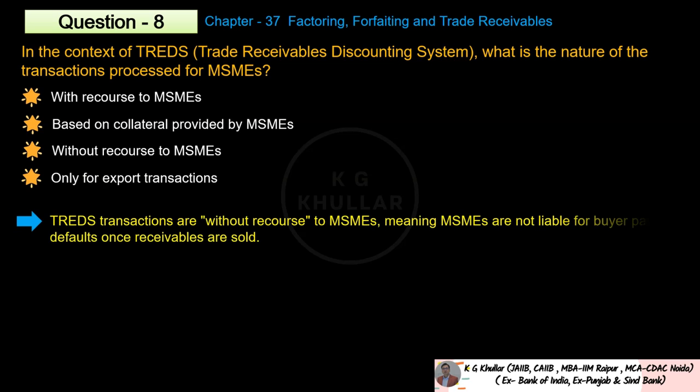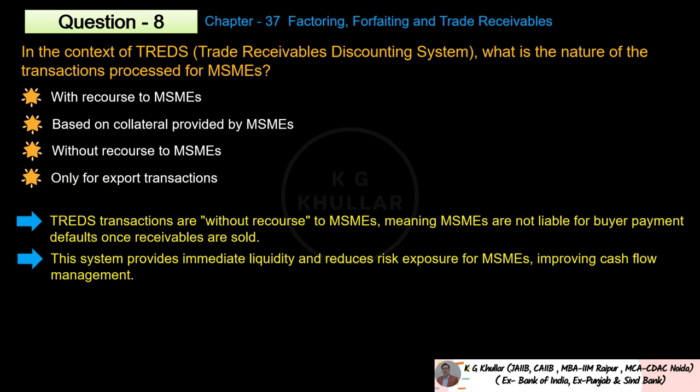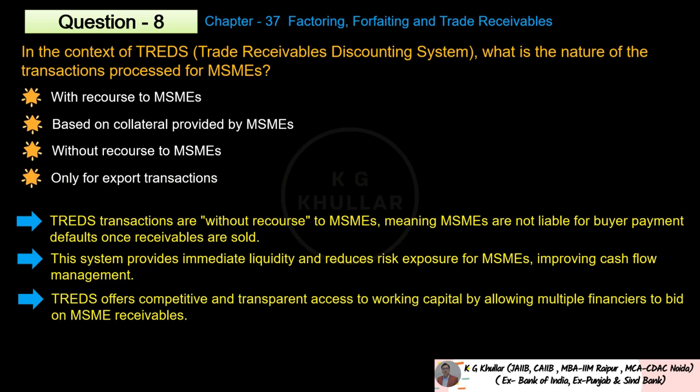Now friends, please note the transactions processed under TReDS are without recourse to MSMEs. Now this means that once the MSME supplier has sold its receivables through the TReDS platform, the financier assumes the risk of the buyer defaulting on the payment. On the other hand, MSMEs are not liable for any payment failures once the receivables are sold, providing them with immediate liquidity and reducing their risk exposure. Friends, this feature helps MSMEs manage their cash flows more effectively without the concern of buyers' delayed payments impacting their operations.